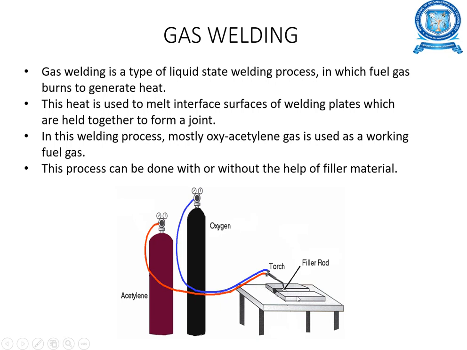So here in the diagram you have two metals which are to be welded. These are the two welding plates and they are held together to form a joint. So in this welding process, mostly oxyacetylene gas. So this black cylinder is the oxygen cylinder, and the other color cylinder is an acetylene cylinder. So here in this welding process, oxyacetylene gas is used as a working fuel. So this process can be done either with or without the help of a filler material.